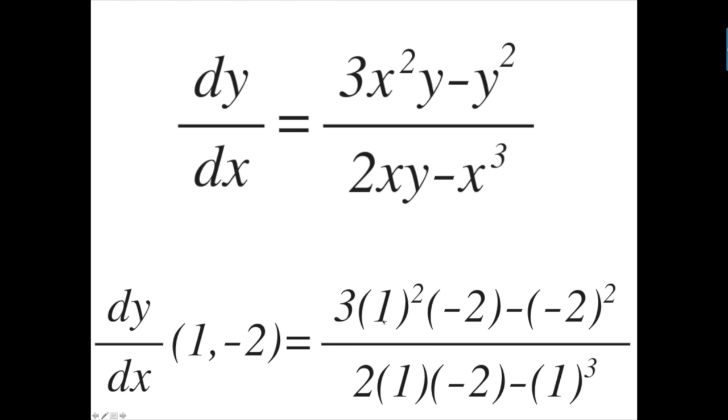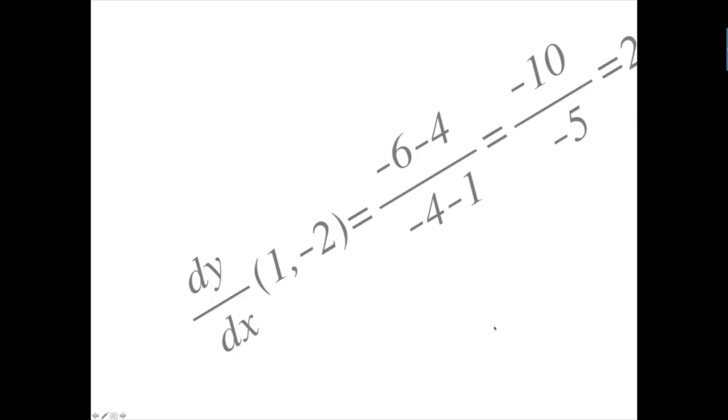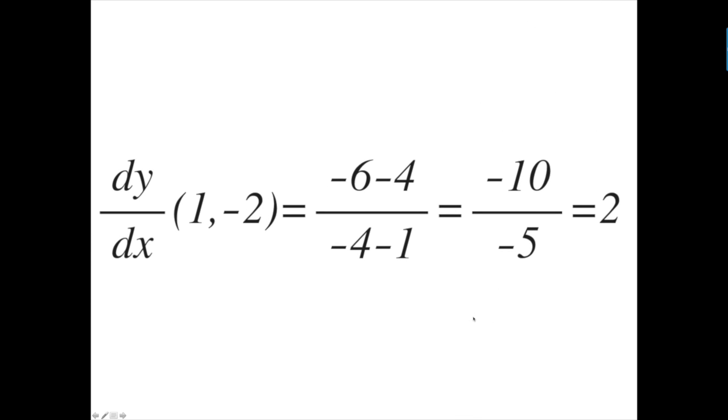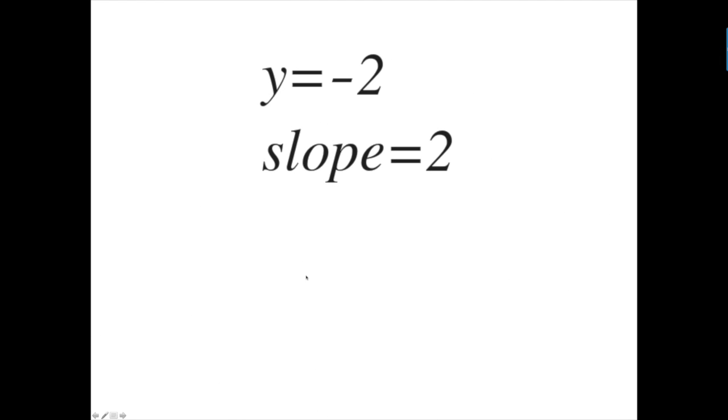So here, every time that I see an x, I'm just going to plug in a 1, and every time I see a y, I'm just going to plug in a negative 2. Pretty straightforward, not too bad. So here I've simplified the equation all the way down to negative 10 over negative 5, which is just going to give us a positive 2 as our slope for this tangent line. So let's take a look at the knowns that we have. We have y equals negative 2, and slope equals positive 2.